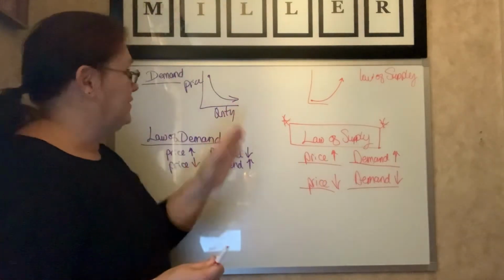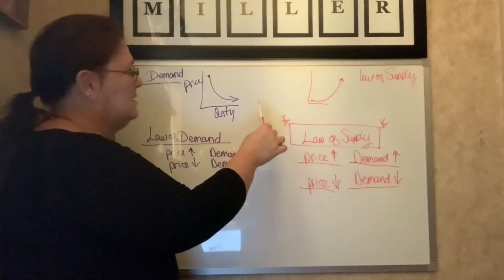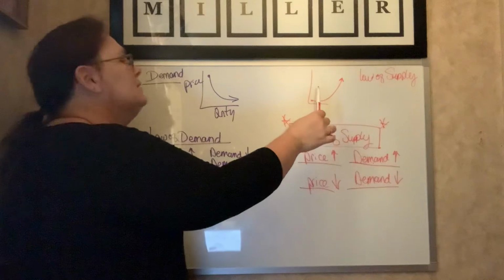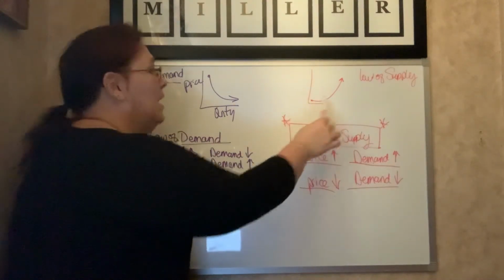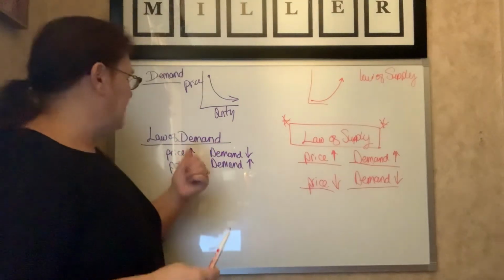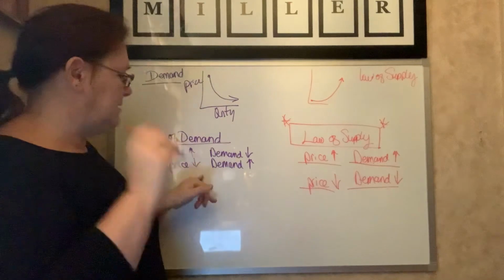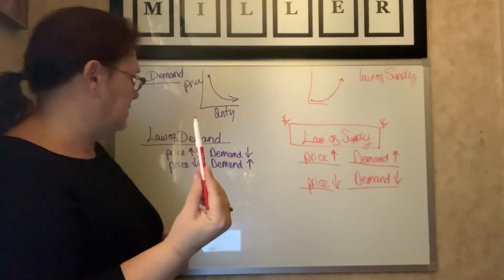So again, I want to point out the differences. My demand curve moves downward and to the right. My supply curve moves upward and to the right. My law of demand says that when my price increases, my demand decreases. When my price decreases, my demand increases.